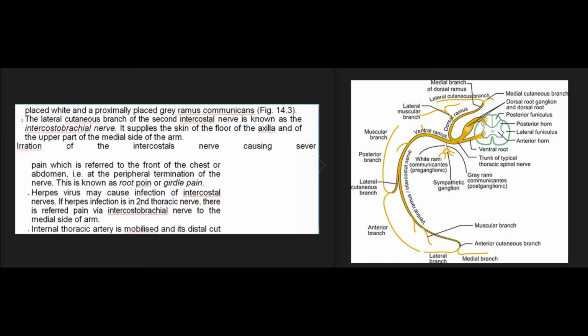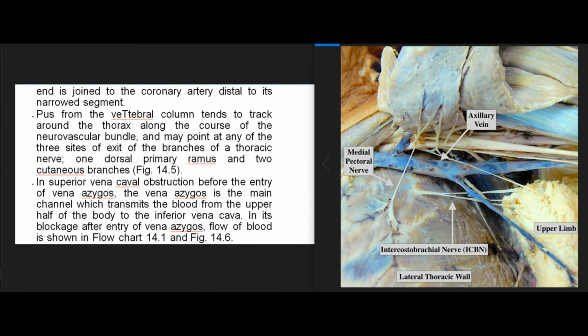Herpes virus may cause infection of intercostal nerves. If herpes infection is in the second thoracic nerve, there is referred pain via the intercostobrachial nerve to the medial side of the arm. Internal thoracic artery is mobilized and its distal cut end is joined to the coronary artery distal to its narrowed segment. Pus from the vertebral column tends to track around the thorax along the course of the neurovascular bundle, and may point at any of the three sites of exit of the branches of a thoracic nerve: 1 dorsal primary ramus and 2 cutaneous branches, Fig 14.5.